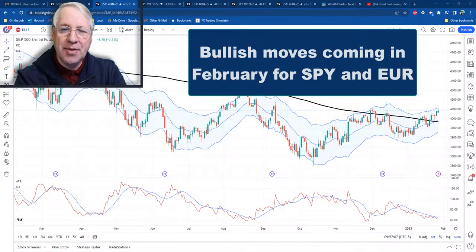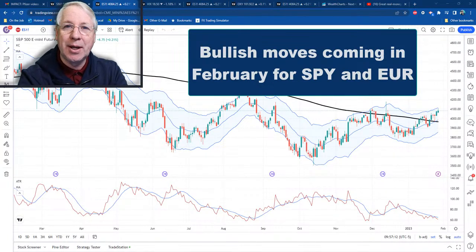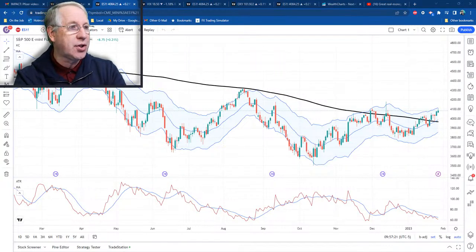higher through the month of February. And I want to show you a few charts to explain why I have that opinion and how it's going to affect currencies, the US dollar, the euro, and so forth. We're going to start with this chart right here.